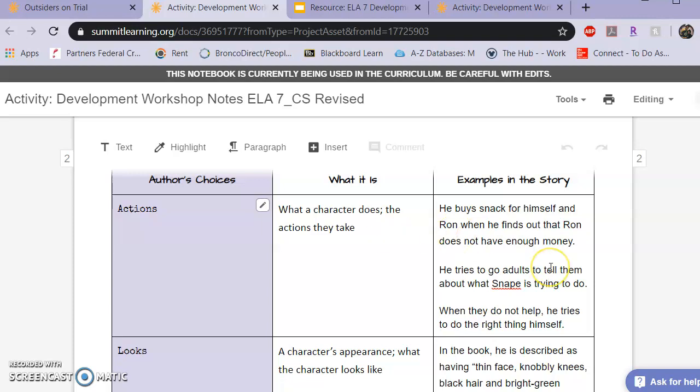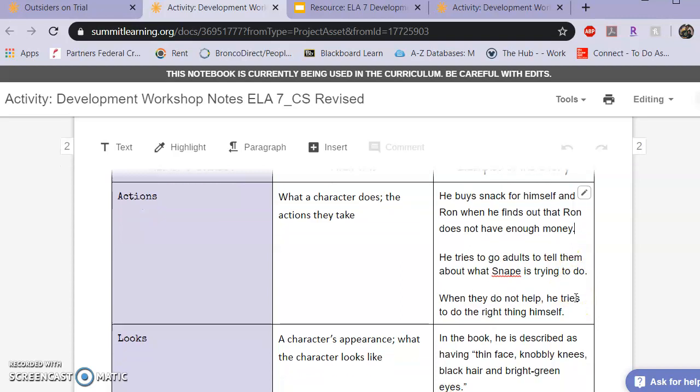And for Harry, some examples in the story are he buys a snack for himself and Ron when he finds out that Ron doesn't have enough money. He tries to go to the adults to tell them about what Snape is trying to do. And when they don't help, he tries to do the right thing himself. So those are things he does that tell us a little bit about him. We know that he's kind of nice. He's loyal to friends because he buys stuff for his friend when he knows his friend doesn't have enough money. Or, he's very brave and he has a lot of integrity because he's trying to do the right thing.